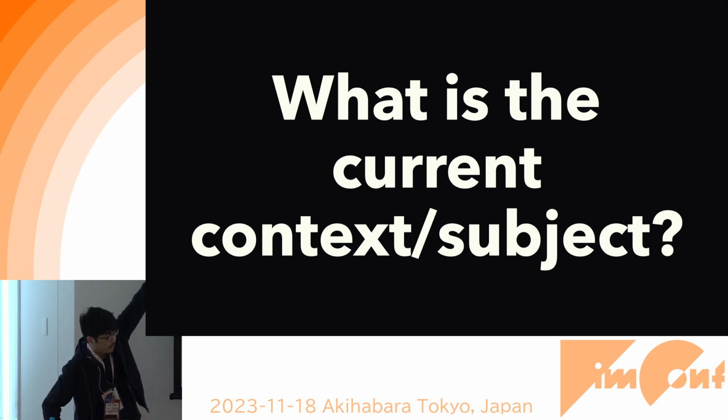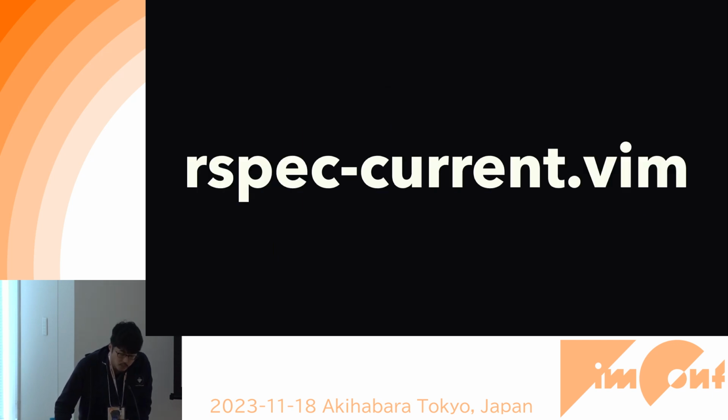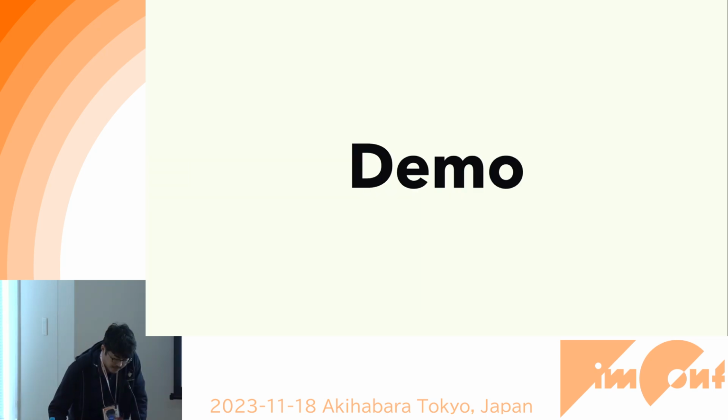So the problem is, what is the current subject in this context? Say you have hundreds of lines of RSpec code, and you're in the middle of it. What is the current subject? So here's is_expected. Okay, it's some test. What is it testing? What's this test about? You need to know the current subject to understand your test code correctly. So that's why I created rspec_current.vim. And here's the demo.